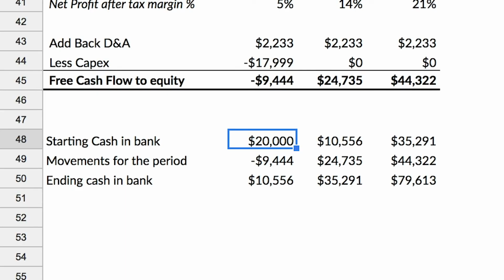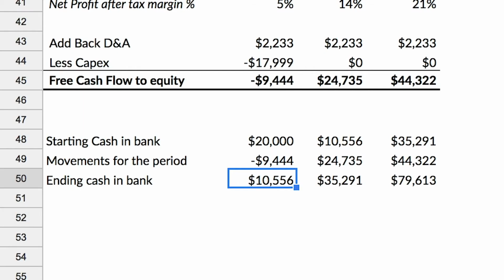Now we get to see how that compares to the starting cash we had in the bank, which in this example was $20,000, which means that our movements for the period, which is just a fancy way of saying the sum total of the cash moving around for the year, equals starting cash in the bank minus movements for the period, which in our case is a $9,000 loss against a $20,000 cash injection, equals an ending cash in the bank of $10,000.